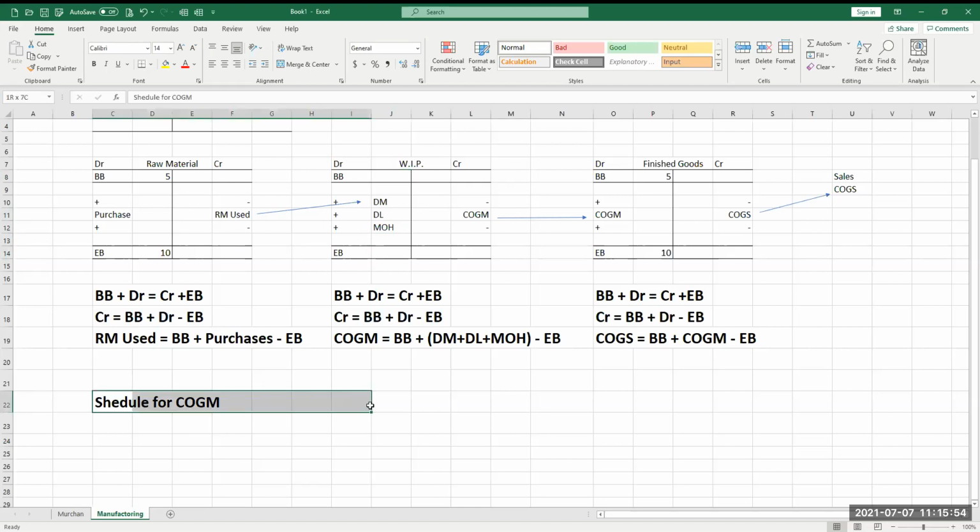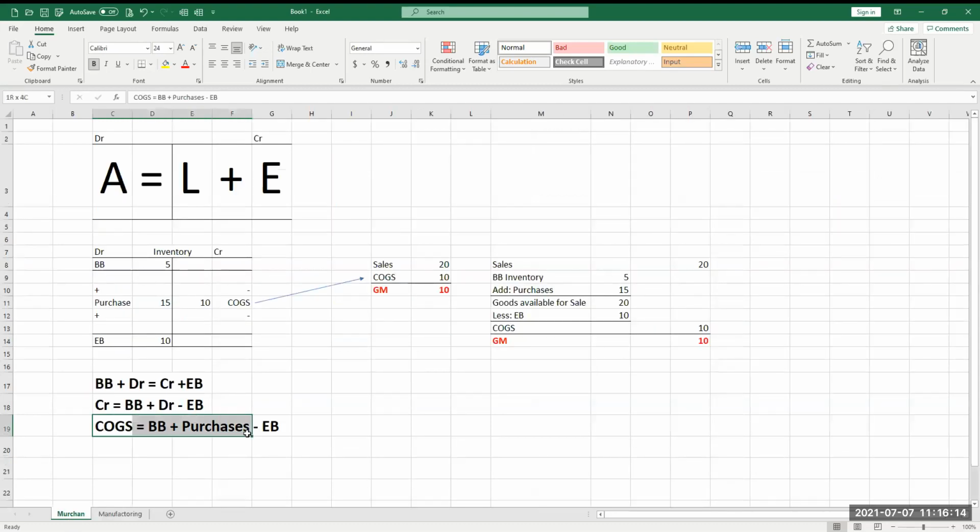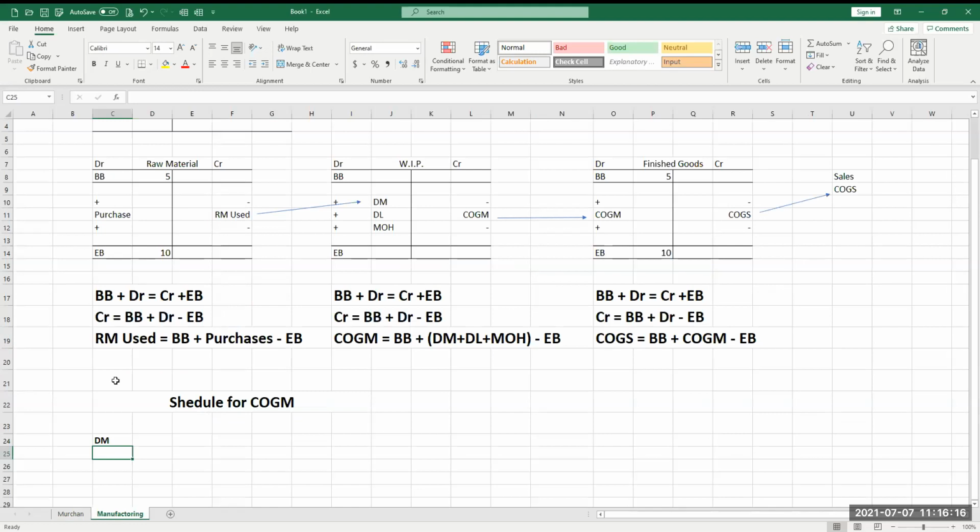So in order to prepare the schedule for cost of goods manufactured, we're going to start with direct material first. That's the first component, direct material. But for direct material, we have to get the raw material account. As you remember, we express this entry to get the material used. So what are we going to start with? We're going to start with the beginning balance, raw material.